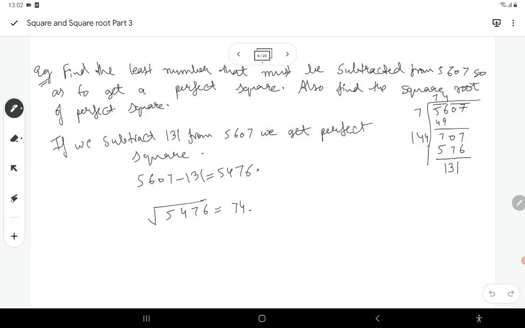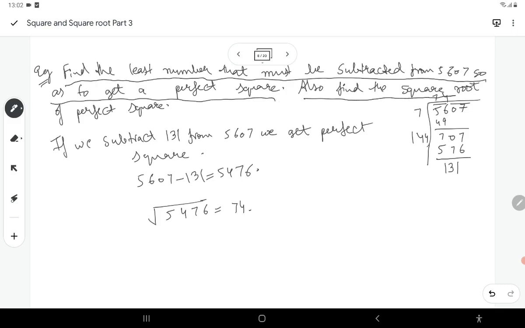So let's see some applications of this. It says find the least number that must be subtracted from 5607 so as to get a perfect square. Also find the square root of the perfect square. So let's find the square root of 5607 and see what we should subtract to get a perfect square.